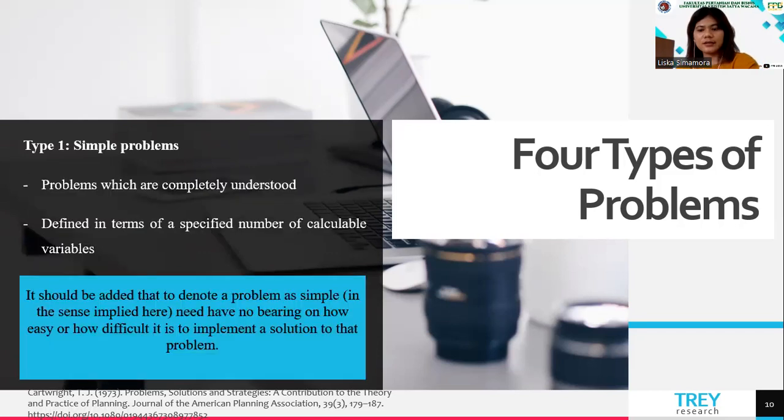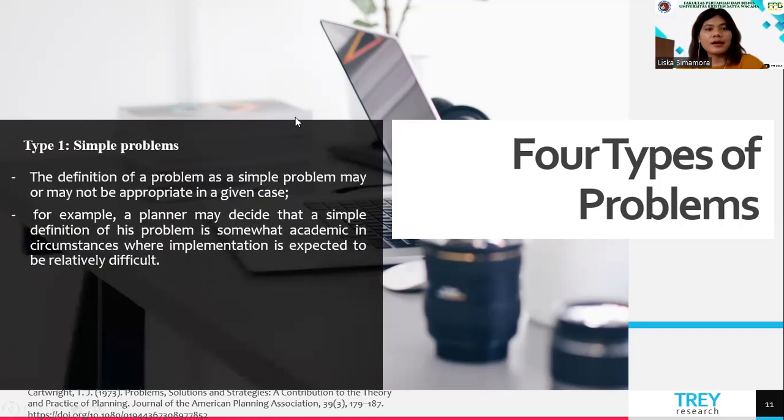Sorry, still in the simple problem. The definition of a problem as a simple problem may or may not be appropriate in a given case. So, for example, we have one case. We can say that this case is simple, or some people will say this case is not simple. So again, it is subjective.